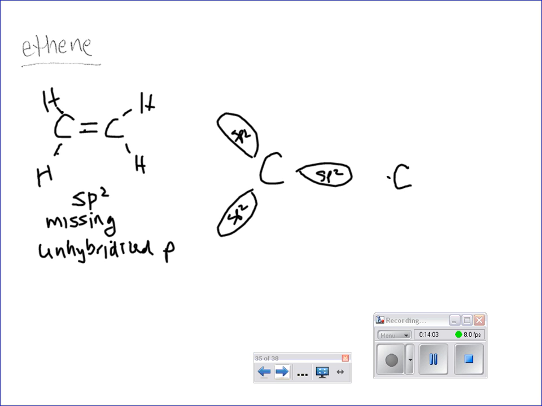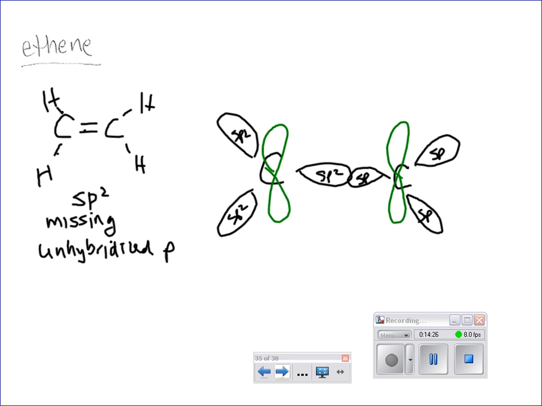So around this one we have 3. And how far apart are these orbitals that I'm drawing? 120. Good. But don't forget, because this is sp2 hybridized, what do I have? An unhybridized P on each carbon. So I'm just going to draw it like this, okay?